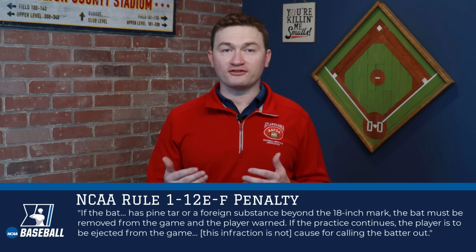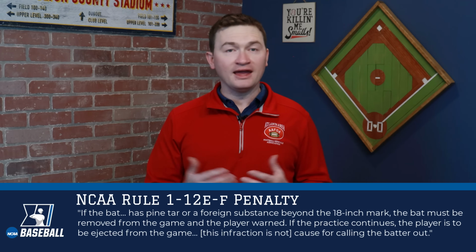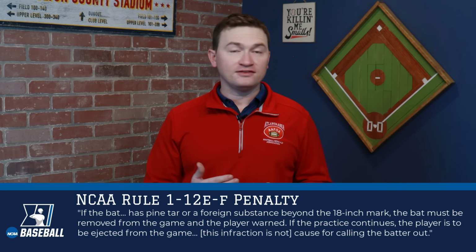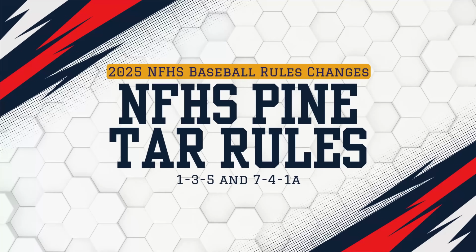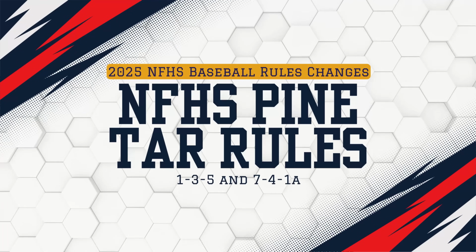In both rule sets, any results from an at-bat using this bat will stand and there will never be any outs for it. NCAA does specify that a warning is given to that specific batter, and if the batter does it again, they can be ejected but not out. So what about the NFHS rule? Well, this is where we see a big difference.